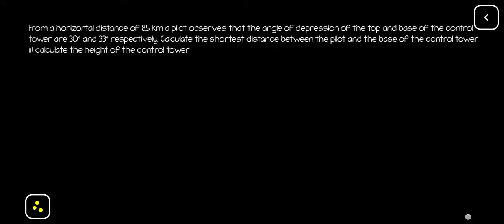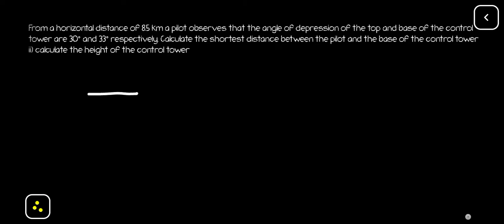All right, the question for today is: from a horizontal distance of 8.5 kilometers, a pilot observes that the angle of depression of the top and base of the control tower are 30 degrees and 33 degrees respectively. Now calculate the shortest distance between the pilot and the base of the control tower. And then let's say, calculate the height of the control tower.